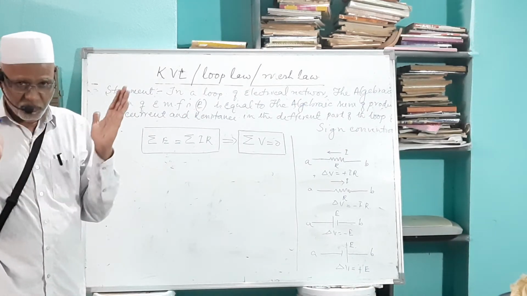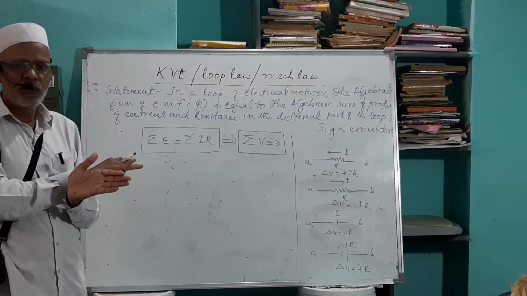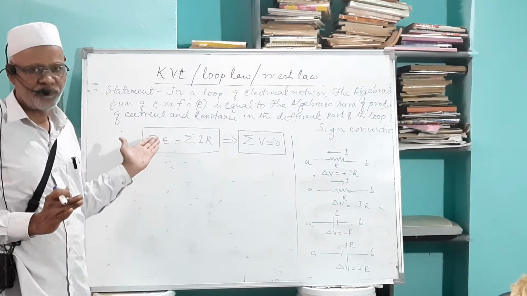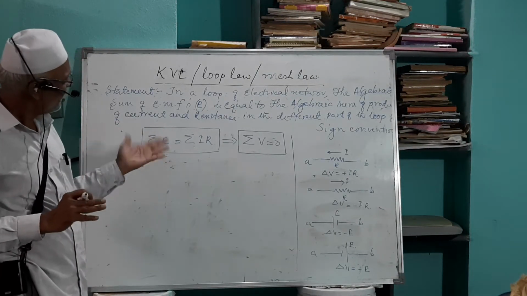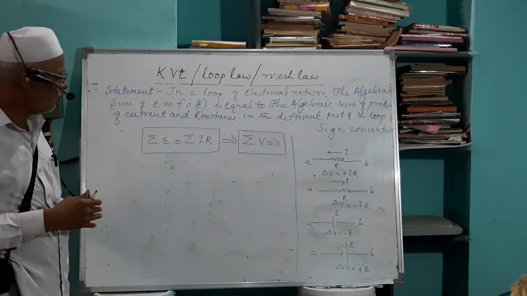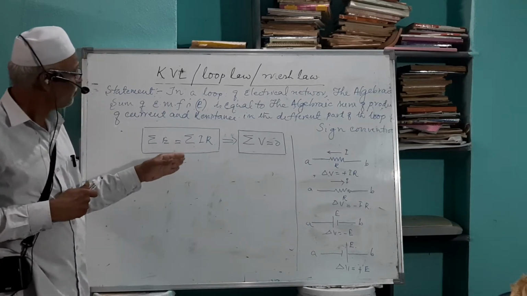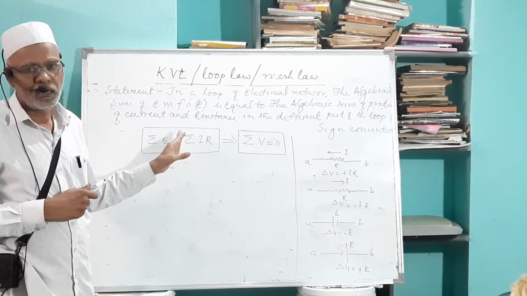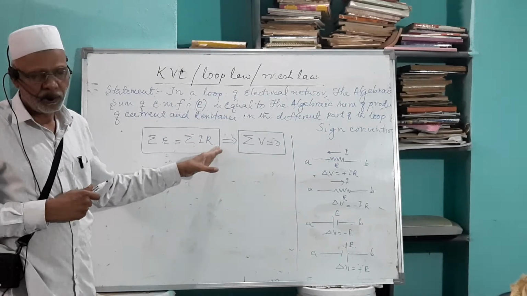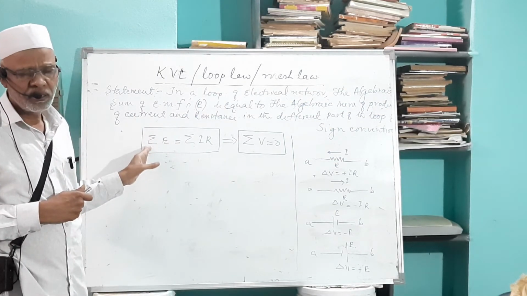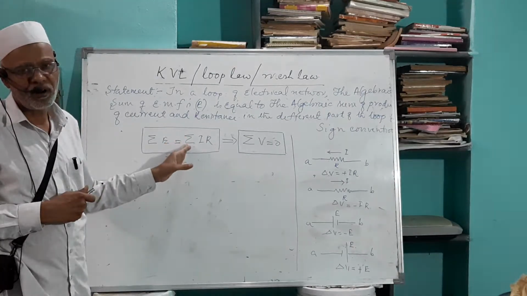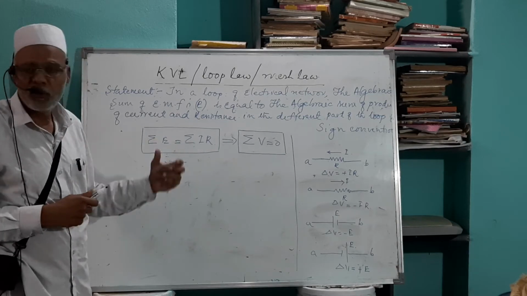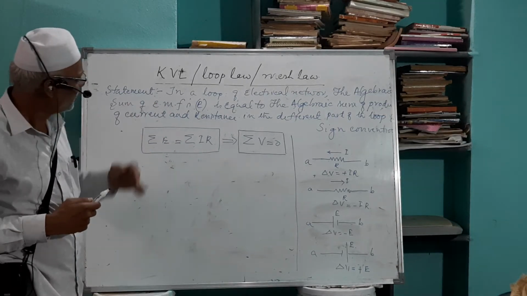The algebraic sum of IR products is equal to the algebraic sum of EMFs of the circuit. Alternatively, you can state it vice versa: the algebraic sum of IR products is equal to the algebraic sum of EMFs in the different parts of the closed loop. This is how to construct the statement of the KVL.